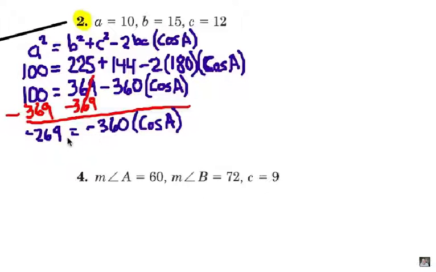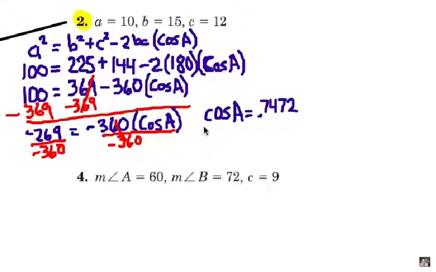Negative 269 equals negative 360 cosine A. Now, of course, we're trying to focus on finding angle A, so let's go ahead and divide out that negative 360 from each side. All right, and you'll see what happens here. Don't be worried about the negatives because they actually do cancel out in this step. So now it's cosine A equals 0.7472, and again, notice that it's a positive amount. So I divide this fraction out to get this rounded to 4 decimal places.